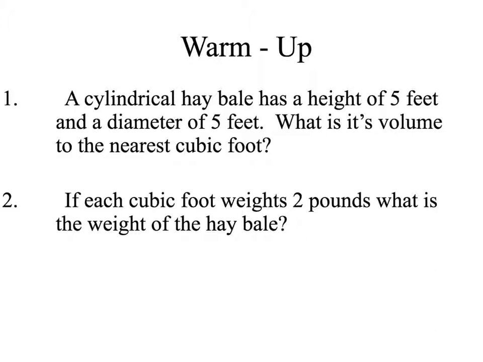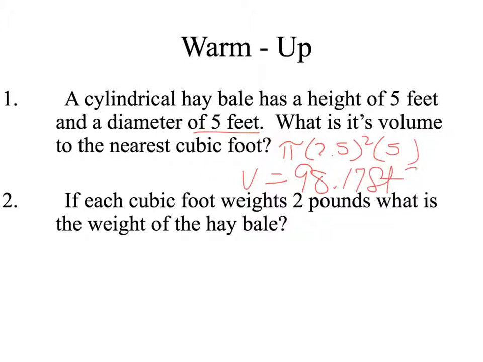So today's warm-up before we get into today's volume problems. We have the cylindrical hay bale. Notice it's a diameter of 5 feet. So we're going to use pi times 2.5 squared times our height of 5. And remember, you're going to get a more accurate answer if you put everything into the calculator at once. So we're going to get a volume of 98.17 feet cubed.